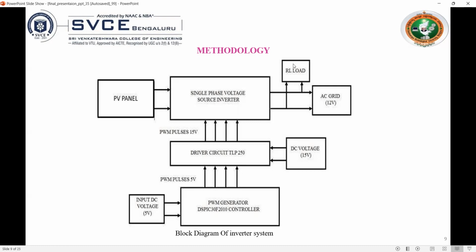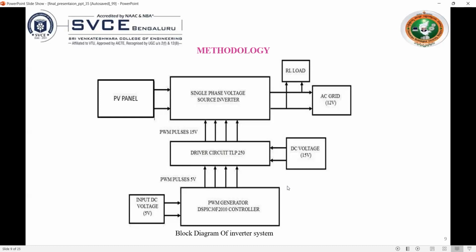And here is the RL load. In the last, to get the desired output, we are using this RL filter. The RL load is here, and at the end we'll have the AC grid. In the single phase voltage source inverter, the driver circuit will be connected, giving a PWM pulse of 15 volts. The driver circuit is connected through this PWM generator, which has a microcontroller named dsPIC30F2010 controller, with an input DC voltage of 5 volts.